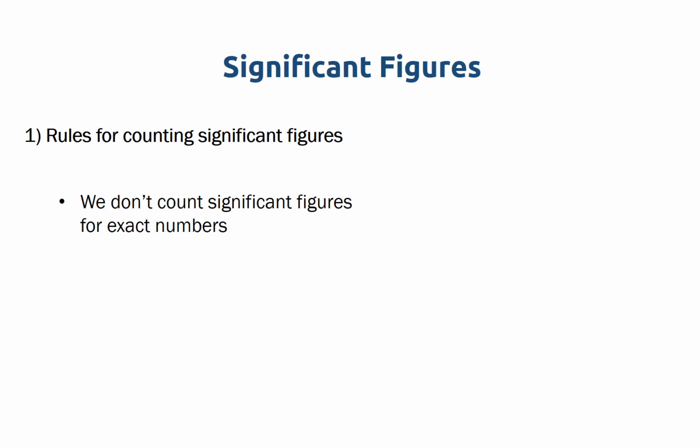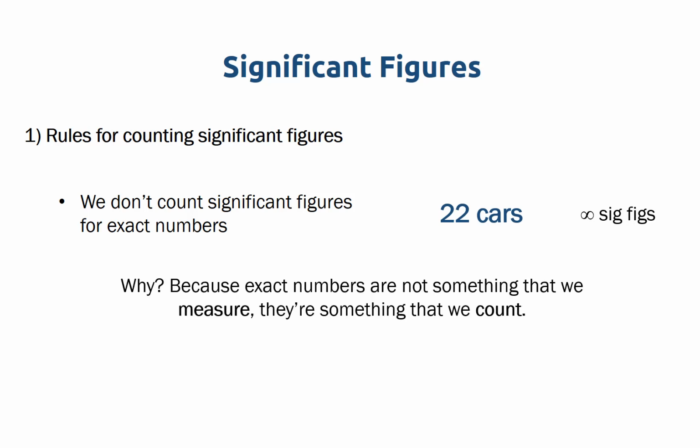The final rule is that we don't count significant figures for exact numbers. So if you went into a parking lot and counted 22 cars, we would say that this has an infinite number of sig figs. Why? Because this is an exact number. We didn't measure the number of cars, we counted the number of cars.